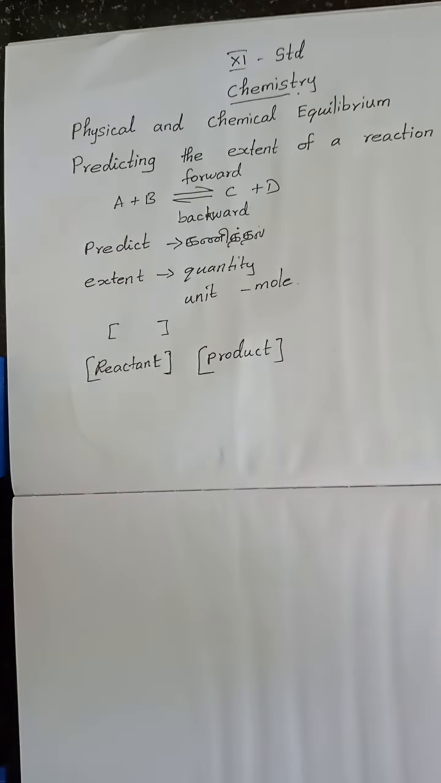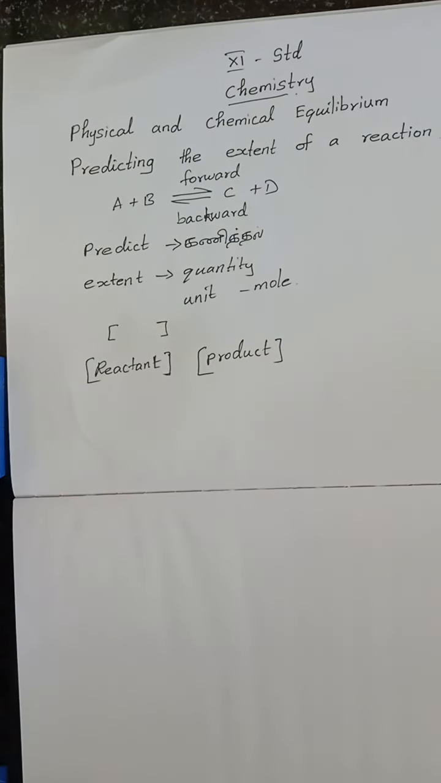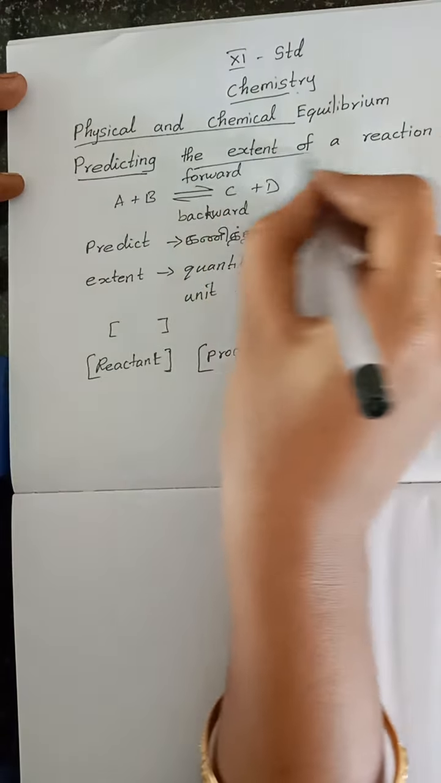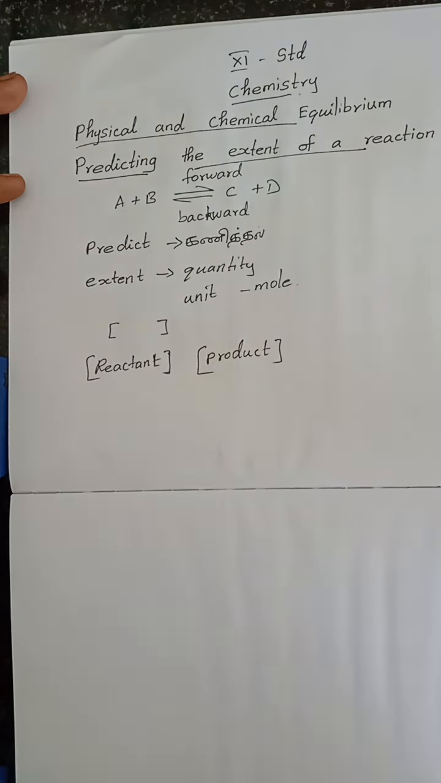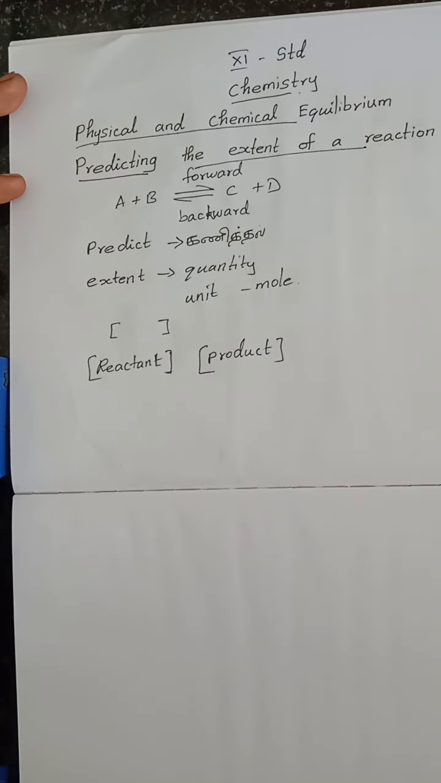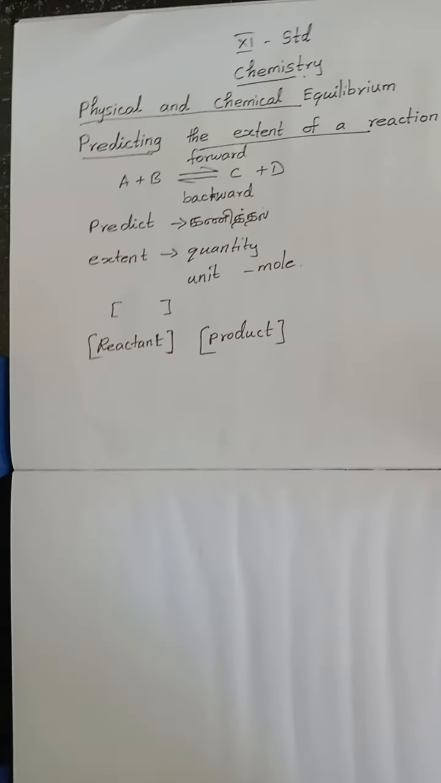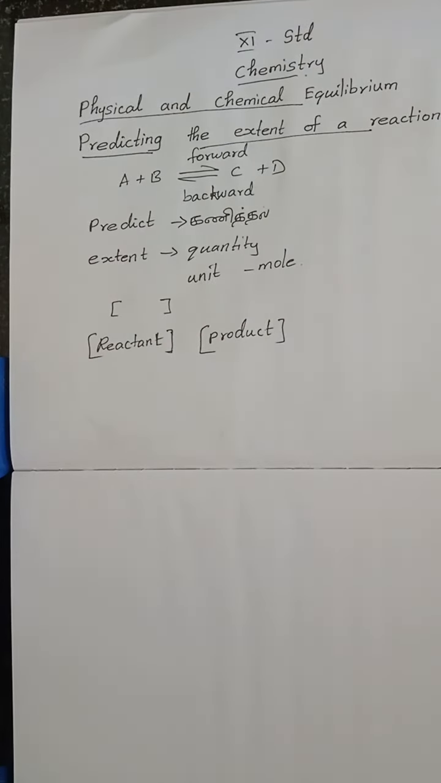Okay, children, take your next page, page number 10. What is the next topic? Continuing, the topic is predicting the extent of a reaction. In predicting the extent of a reaction, there are three cases or three types.